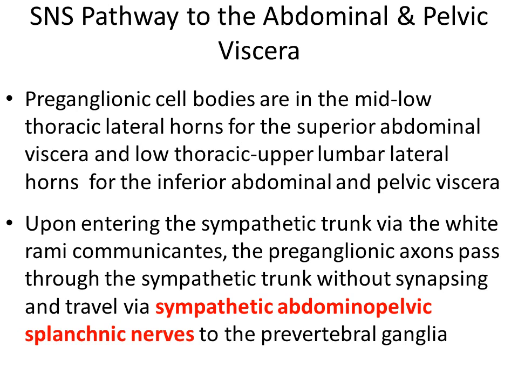Our next pathway is to the abdominal and pelvic viscera. Our starting point for our preganglionic neuron cell bodies is in the lateral horns of the mid to low thoracic levels and the upper lumbar levels. Essentially, pelvic viscera is going to be low thoracic, upper lumbar, and abdominal viscera will be more the mid to low thoracic.